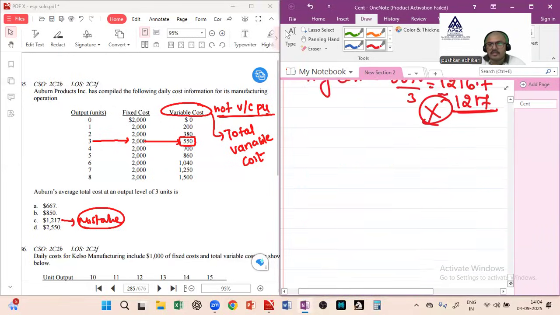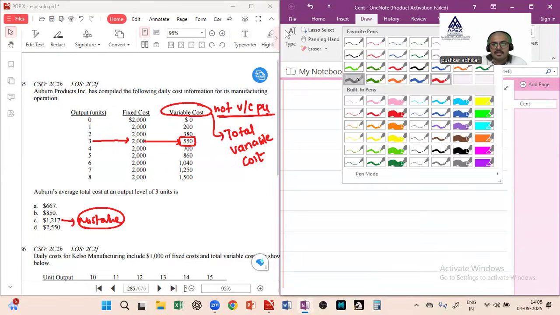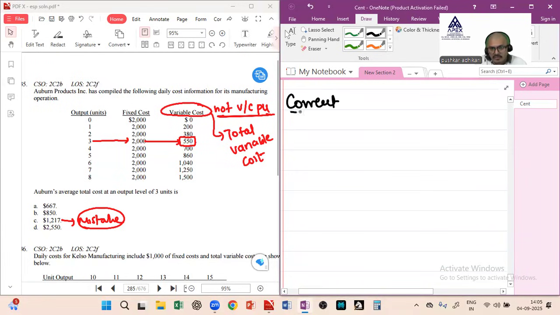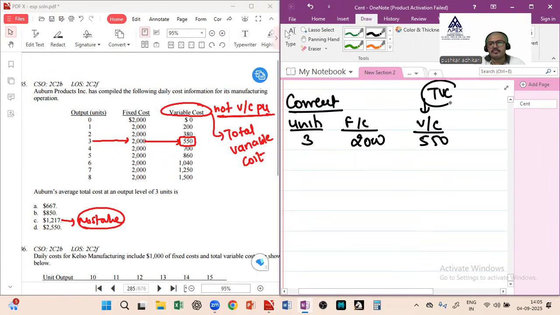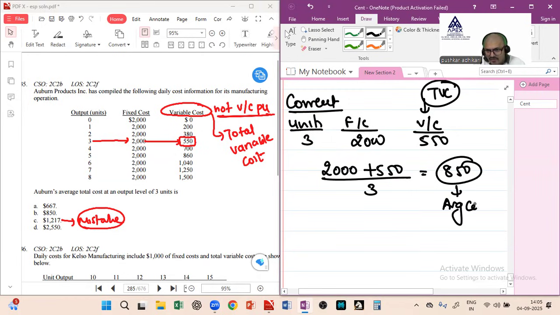Now let's go ahead. What is the correct measure? What is the correct answer? For the correct answer, please try to understand. I have 3 units. My fixed cost is 2000 and my variable cost is 550, which is my total variable cost. So it will be 2000 plus 550, divided by 3. This is 2550 divided by 3, which gives me the answer 850 as my average cost for 3 units.